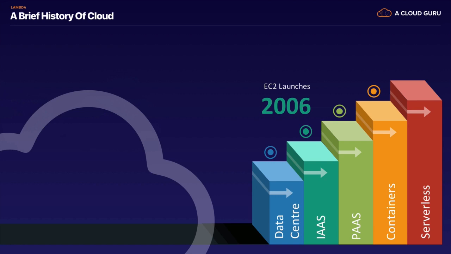So EC2 was launched in 2006. That was infrastructure as a service. We then moved on to platform as a service. Microsoft are really big in this space. And then Amazon launched things like Elastic Beanstalk, for example. It's a good platform as a service example. This is where you upload your code, and essentially the public cloud provider will provision all the infrastructure underneath. You don't need to worry about that.